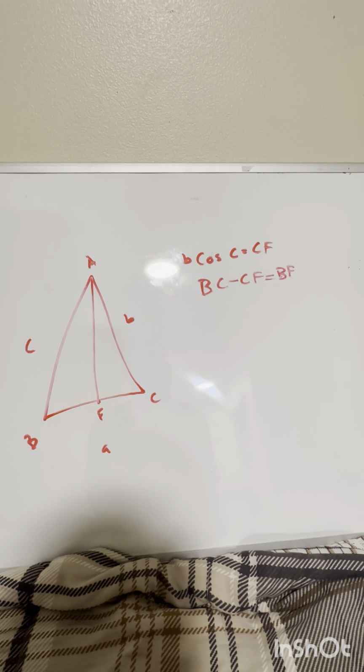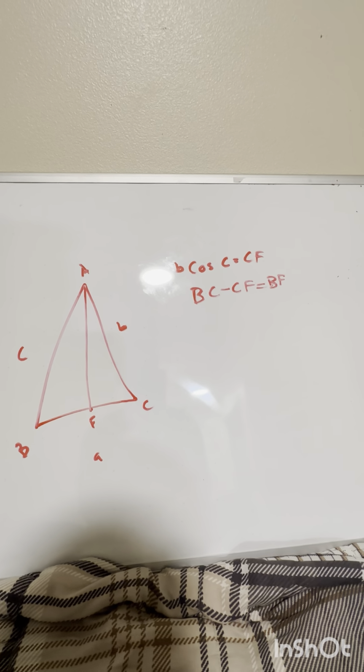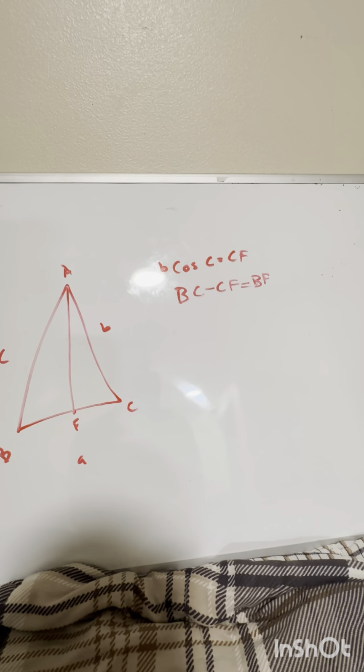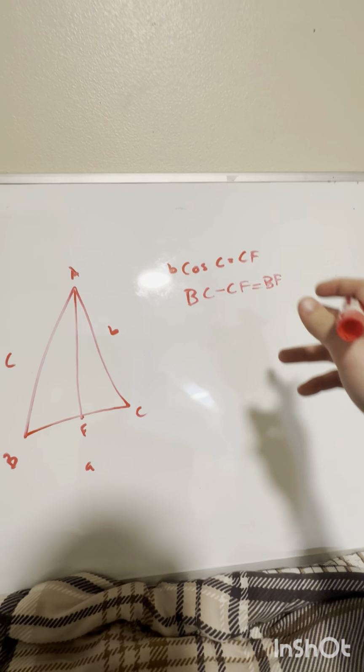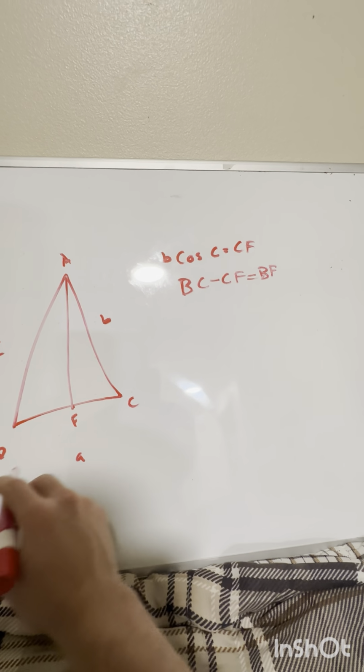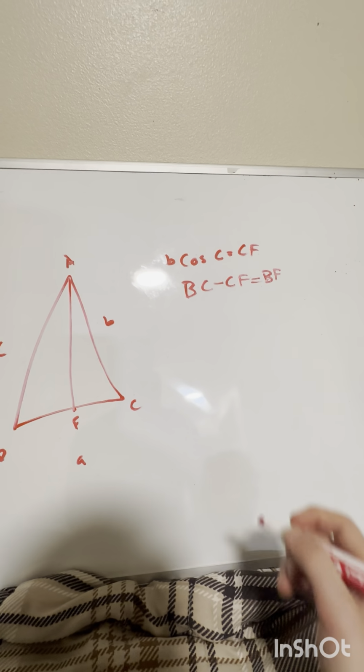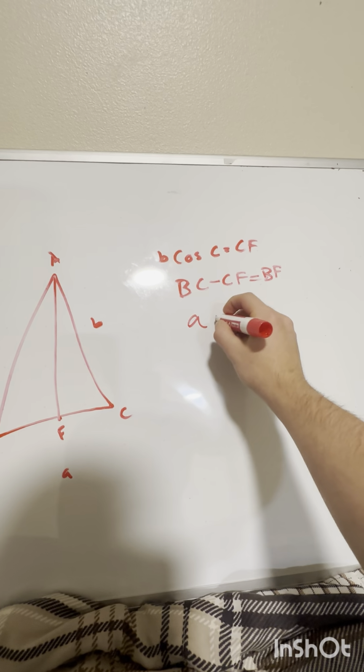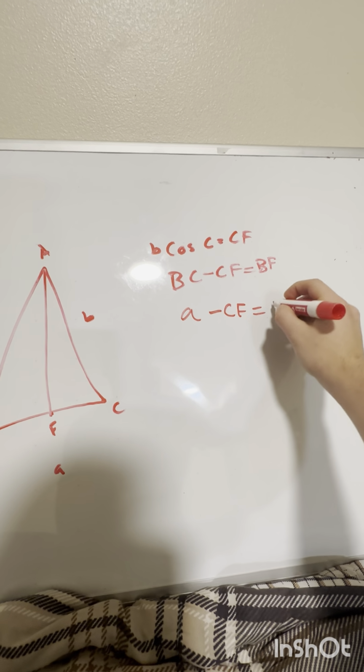Okay, during editing, I realized that part of my video got corrupted, but I'm just going to splice this in here. So we have that CF is equal to that and BF is equal to BC minus CF. We also know that BC is equal to A by the way that we defined our triangle. So we have A minus CF equals BF.